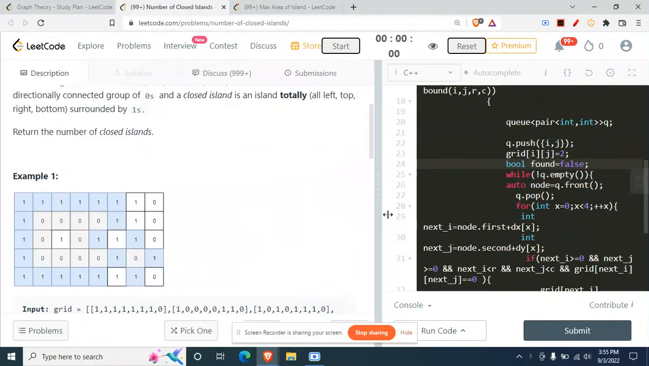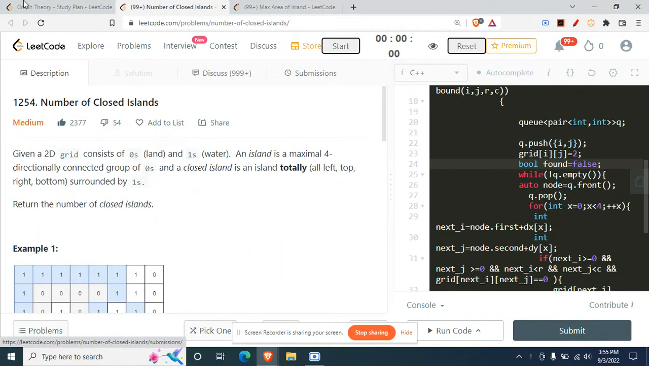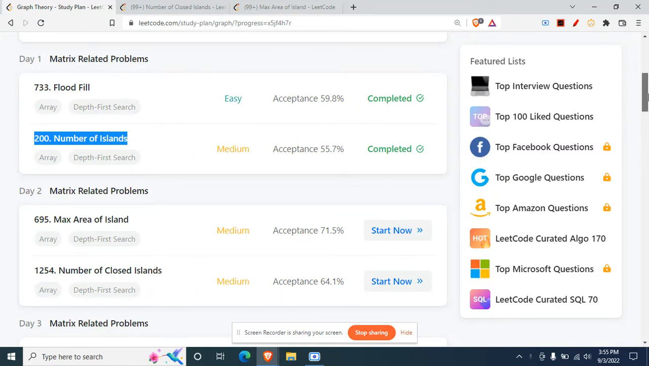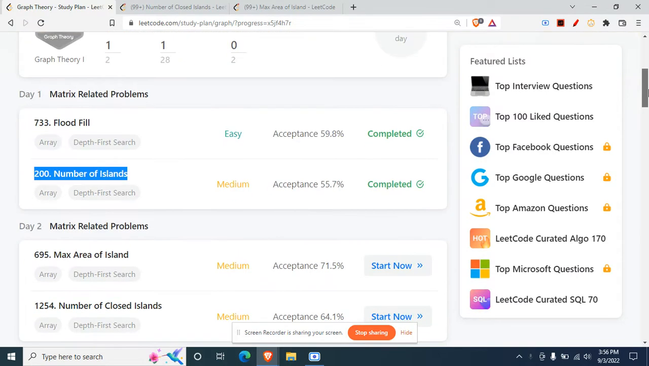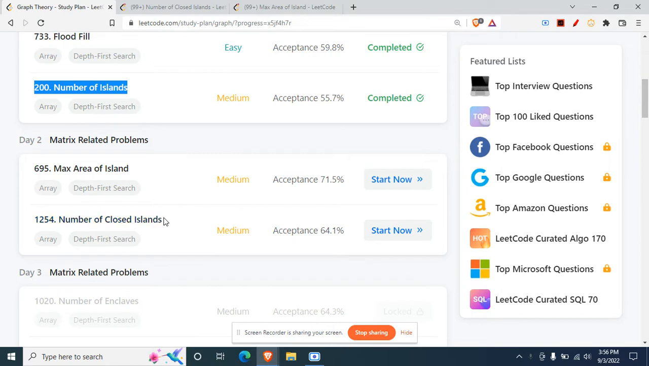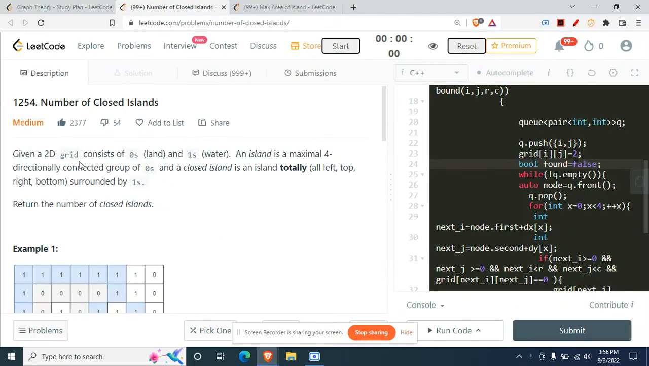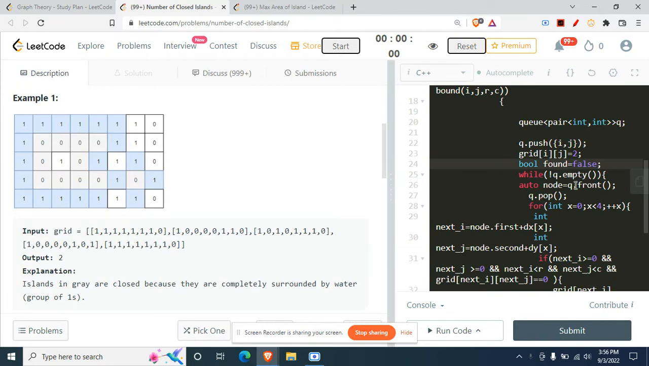Now we'll be continuing on to the next question from the LeetCode graph playlist card, number of closed islands, 1254. The question statement is: given a 2D grid consisting of zeros and ones, zeros representing land and one representing water, it's just the opposite. An island is a maximal four-directionally connected group of zeros, and a closed island is an island totally surrounded by ones. So what is this telling us?